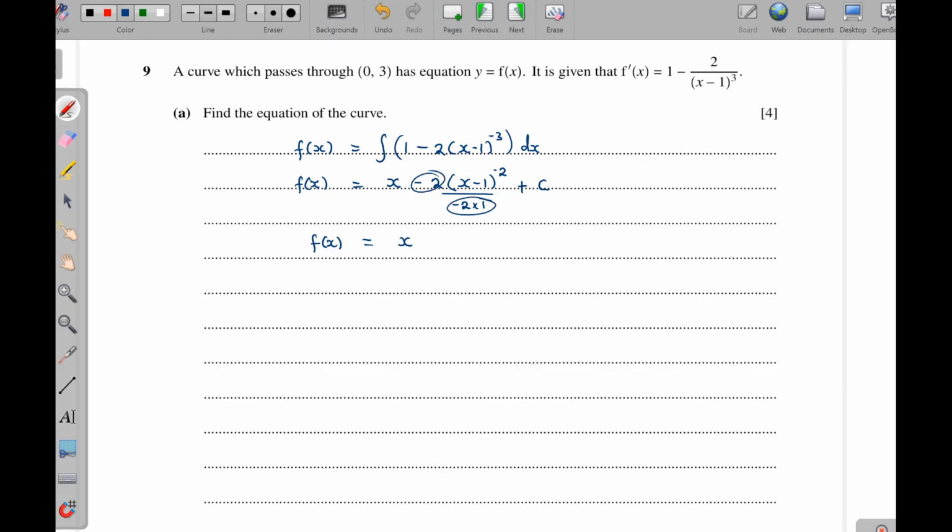This one will cancel this. It becomes a plus. And then this one, I can take it down, and then I can have 1 over (x minus 1) squared, then plus the c.